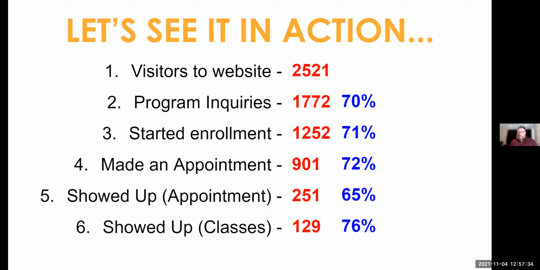251, sorry, yes, divided by 901. So this number here should actually be not 65%, it should be 28%. So 28% showed up for their appointment. 72% made an appointment, only 28% showed up. Okay, so that's an alarm bell for me.